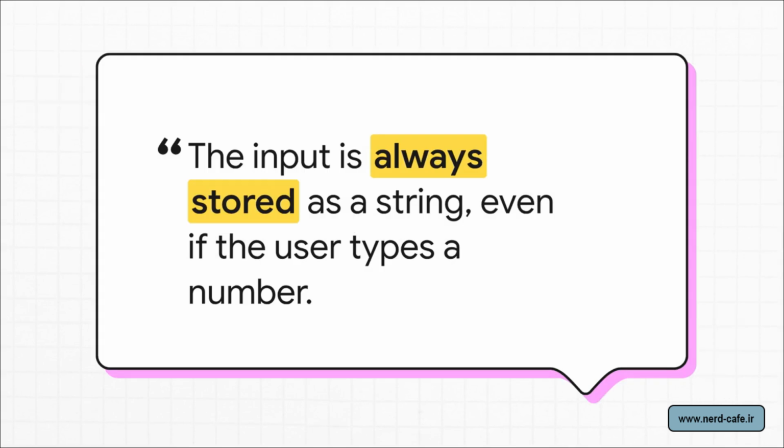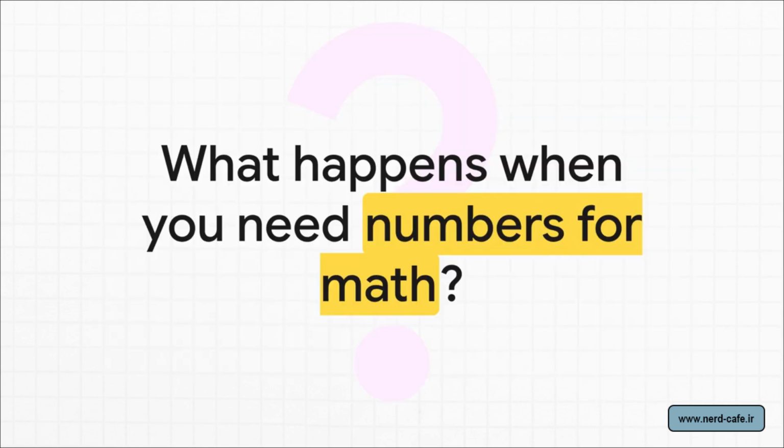Okay, listen up. If you only remember one single thing from this entire explainer, make it this. It does not matter what the user types, a name, a whole sentence, or even the number 500. The input function will always give it back to your program as a string, a piece of text. This is a huge, huge deal, and you're about to see why.